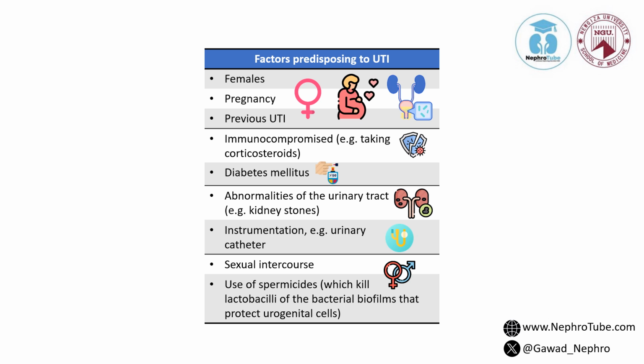The next point is, what are the factors predisposing to urinary tract infection? Females are more commonly affected by urinary tract infection, especially in pregnancy. And a female, or any person, with a previous urinary tract infection is always at risk of getting a new urinary tract infection. Also, immunocompromised patients with poor immunity, and patients with diabetes, especially uncontrolled diabetes, are at risk for urinary tract infection. If there is an abnormality of the urinary tract, for example kidney stones, or instrumentation in the urinary tract such as a urinary catheter, sexual intercourse, and the use of spermicides, which kill the lactobacilli, the bacterial biofilm that protects the genitalia. So these are the predisposing factors to urinary tract infection.